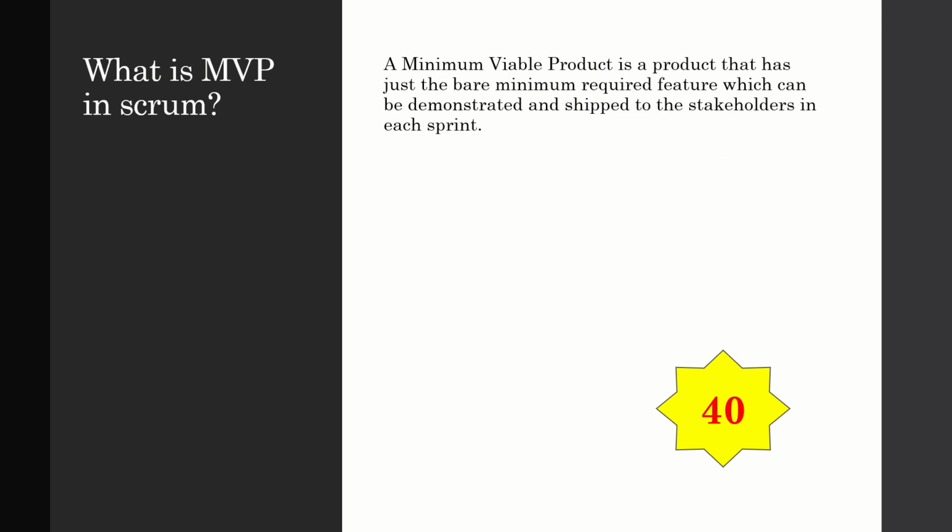What is MVP? Minimum Viable Product. A minimum viable product is a product that has just the bare minimum required features which can be demonstrated and shipped to the stakeholders in each sprint.